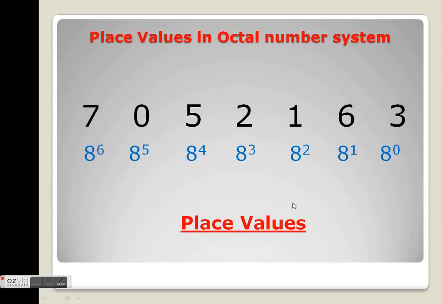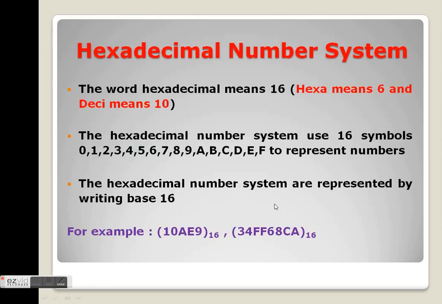Students, let's now discuss the place values of the octal number system. Students, we know that the base value of octal number system is 8. So the place values of this system are 8 raised to the power 0, 8 raised to the power 1, 8 raised to the power 2, 8 raised to the power 3 and so on. Students, the next number system is hexadecimal number system.